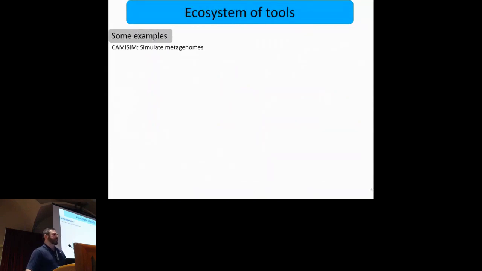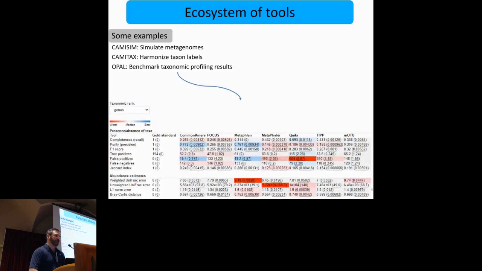As an example of the kind of ecosystem of tools going around this effort to standardize output formats, there are things like CAMISIM to simulate metagenomic communities, CAMITAX to harmonize taxonomic labels, so we're all talking about the same taxa at the same time, and then benchmarking platforms like OPAL, which allows you to generate figures that look like this. In this diagram, we have a gold standard, which corresponds to a simulated data set, and a whole bunch of different tools up here. Then we have some common metrics that are agreed upon by the community to measure the accuracy of these taxonomic profiles.